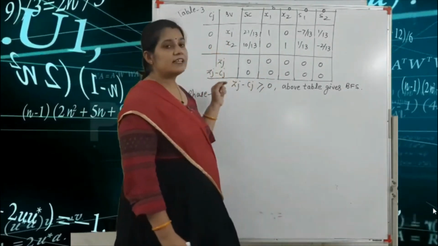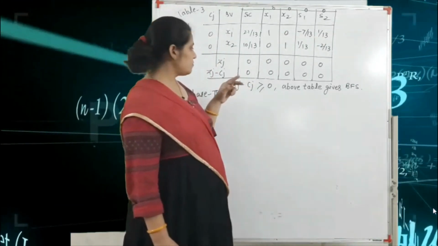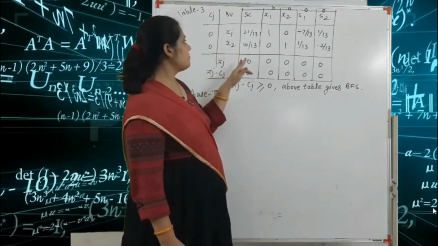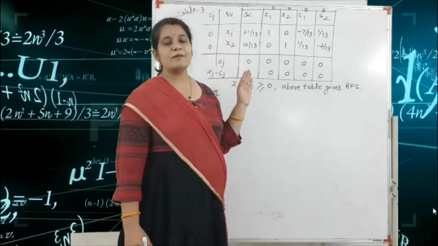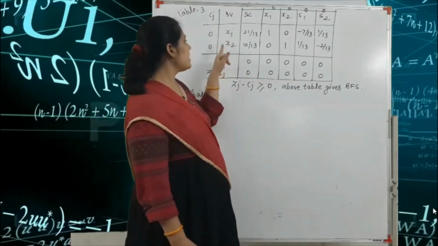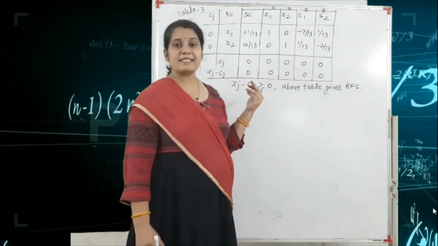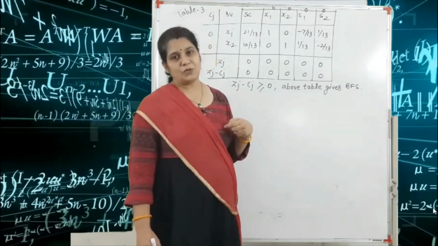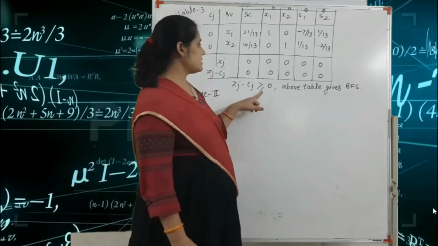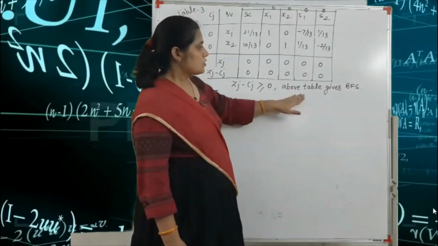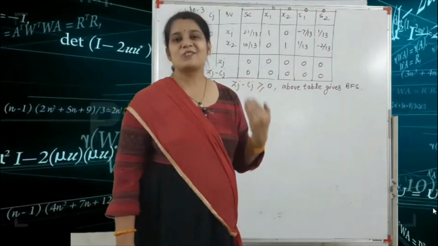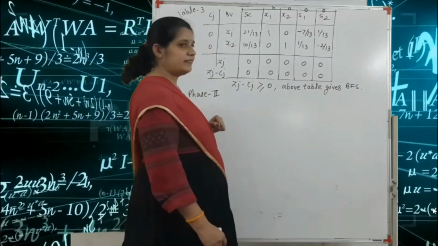That means this is our third condition. The third condition is what? Maximize z equal to 0 and no artificial variable present in the basis. Okay, if any artificial variable is present in the basis with a 0 value, we can also proceed to phase 2. So here Zj minus Cj is greater than or equal to 0, so the above table gives the basic feasible solution. Okay, so next we write phase 2.